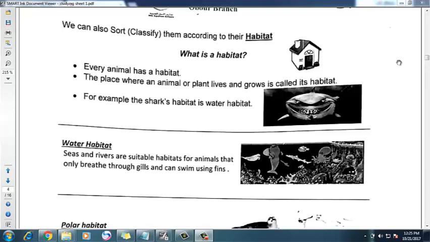For example, the shark. What is the habitat of the shark? The sea. The shark lives in the sea. And the sea habitat or water habitat, which includes sea, rivers, and any habitat which contains water, is a suitable habitat for animals that only breathe through gills and can swim using fins.